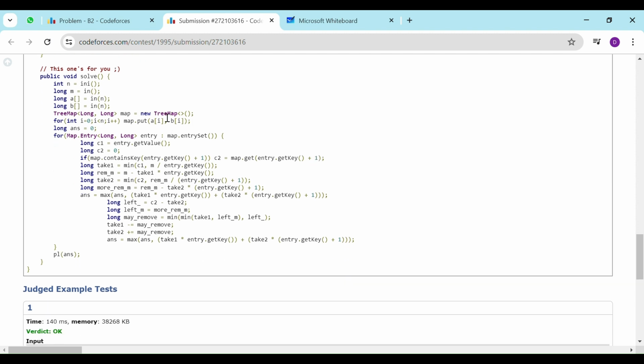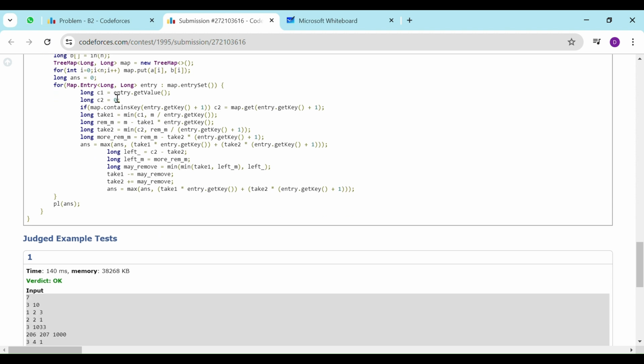implement it. Okay, so I have put all of the elements in my map. After I put all of my elements in my map, entry.getValue means the frequency of 206. C2 is the frequency of 207. Take 1 means how many values I have taken for 206. Take 2 means how many values I have taken for 207. Remaining means how many coins are left after taking take 1 amounts of 206. Remaining M means how many coins are finally left after buying 206 and 207.